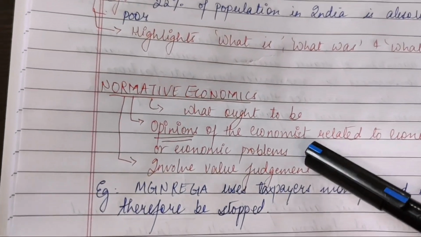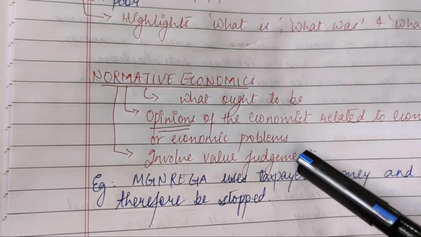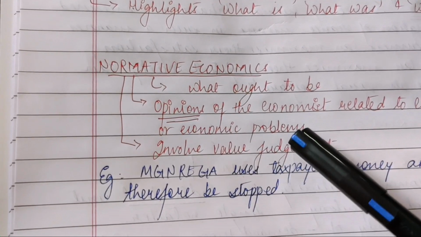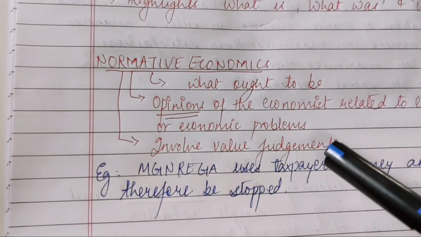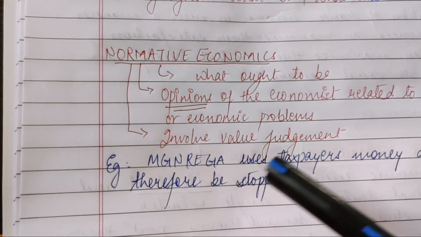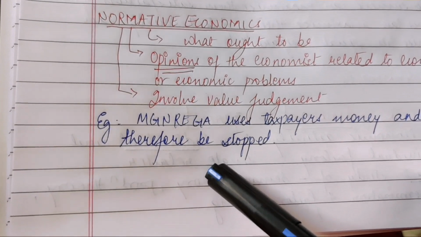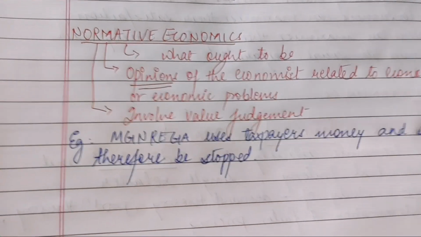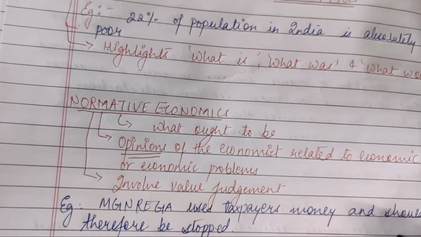Next is the normative economics. Now, normative economics is what ought to be. It only deals with the opinions of an economist related to economic issues or economic problems. It also involves value judgment. For example, MGNREGA uses taxpayers' money and should therefore be stopped. It's just a statement and nothing else.